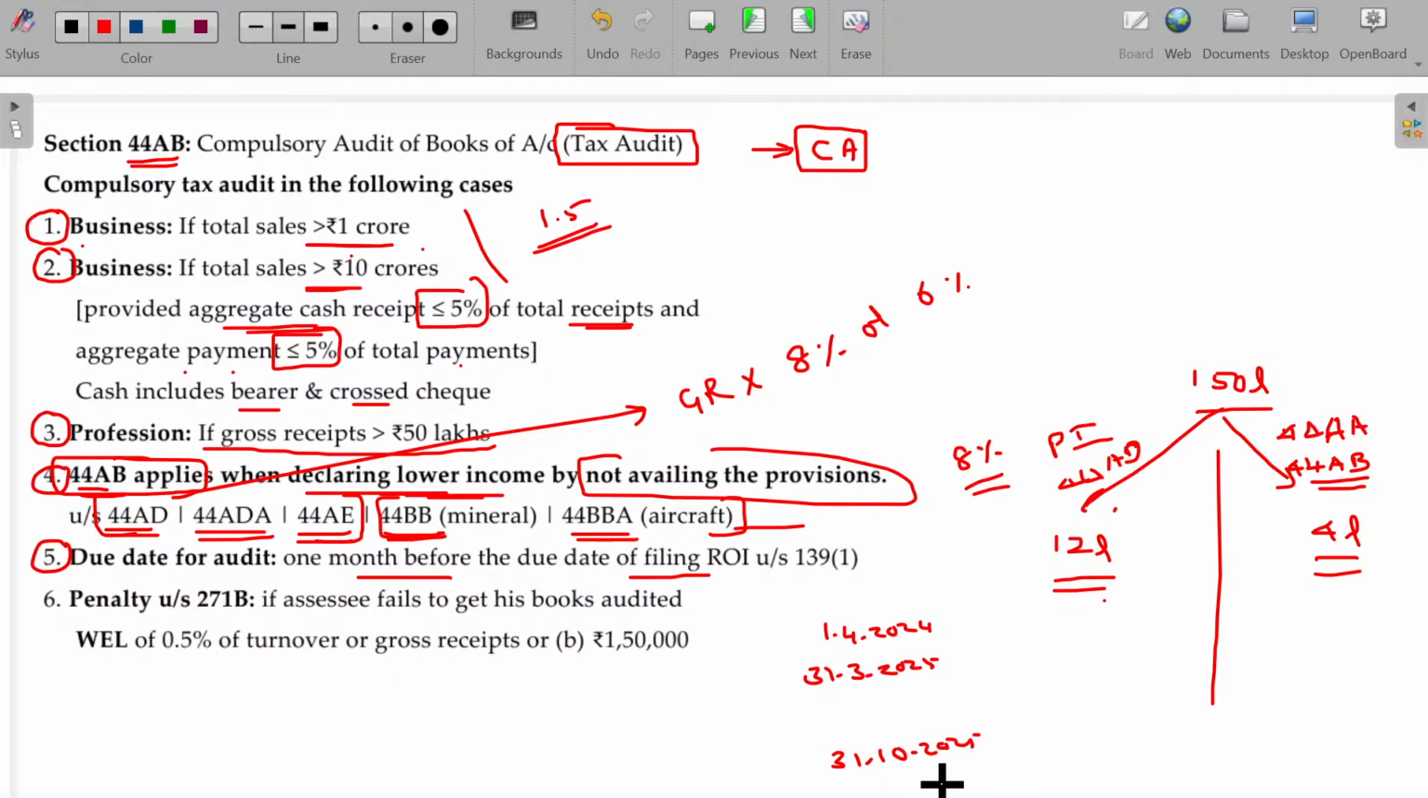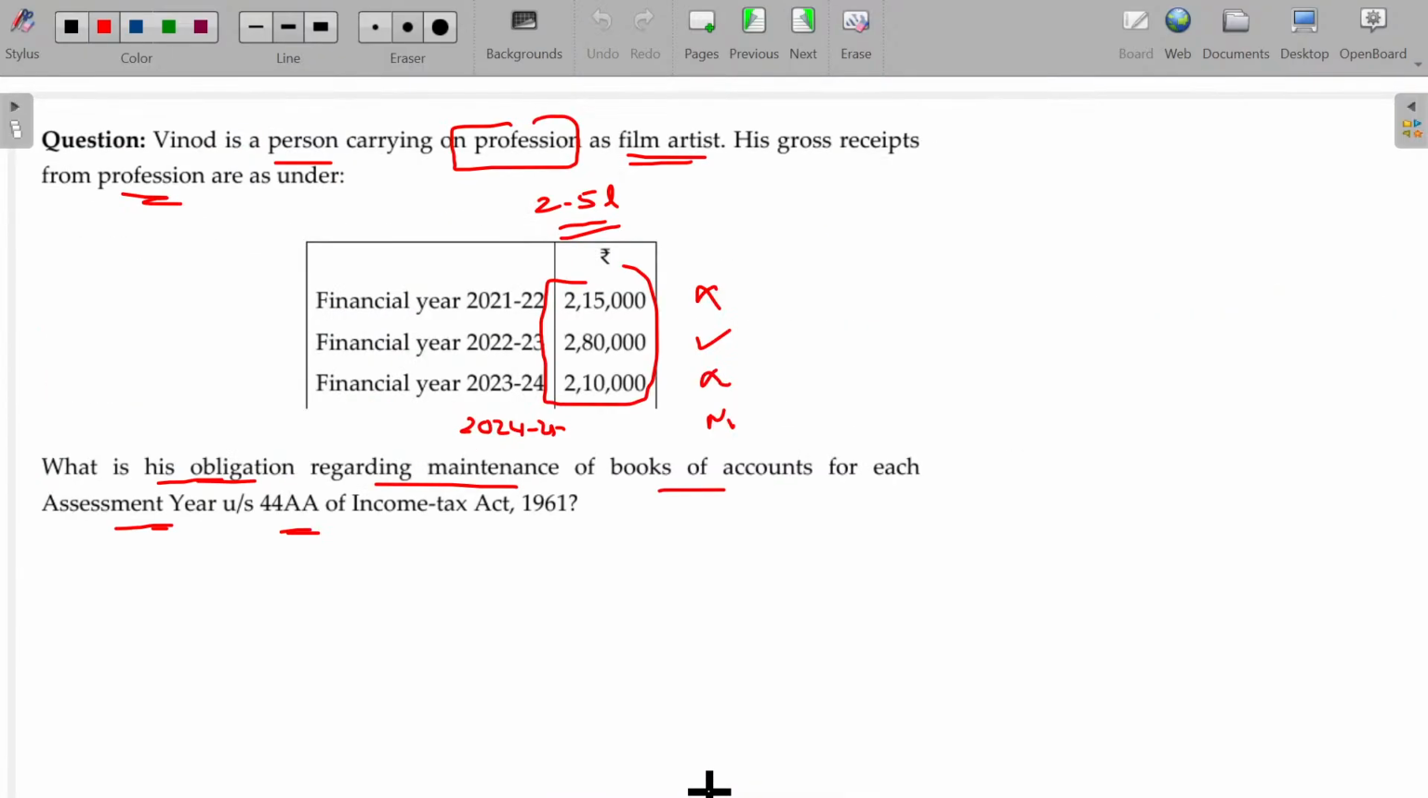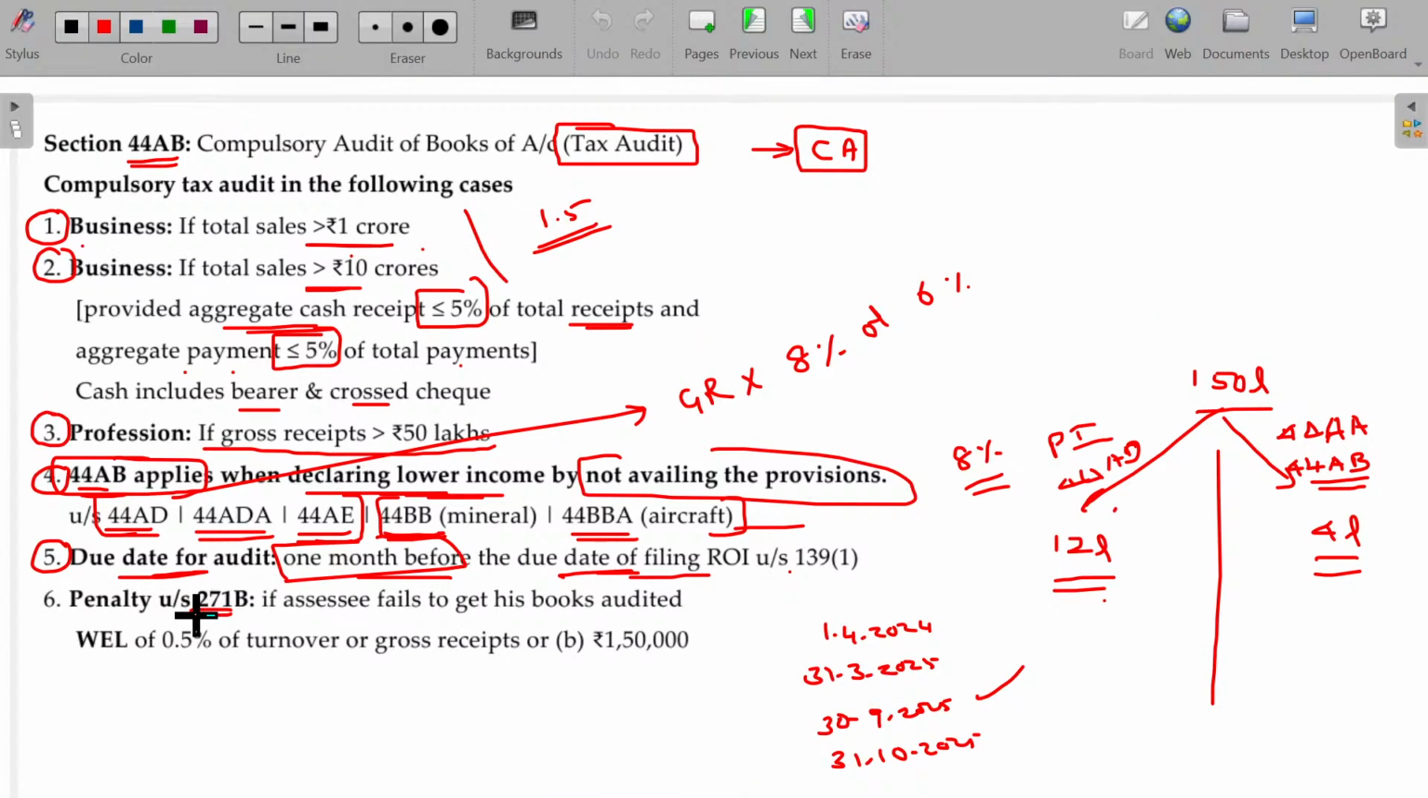If 31st October is the due date for filing the return of income, at least 1 month earlier you have to finish your auditing, which means 30/9/2025. Within this period, you have to complete the audit. And if you fail to do so, then penalty will be applicable under section 271B. 271A is the penalty for non-maintenance of the books of accounts, and 271B is for not getting your books of accounts audited, where 0.5% of turnover or 1.5 lakhs, whichever is lower, will be your penalty.